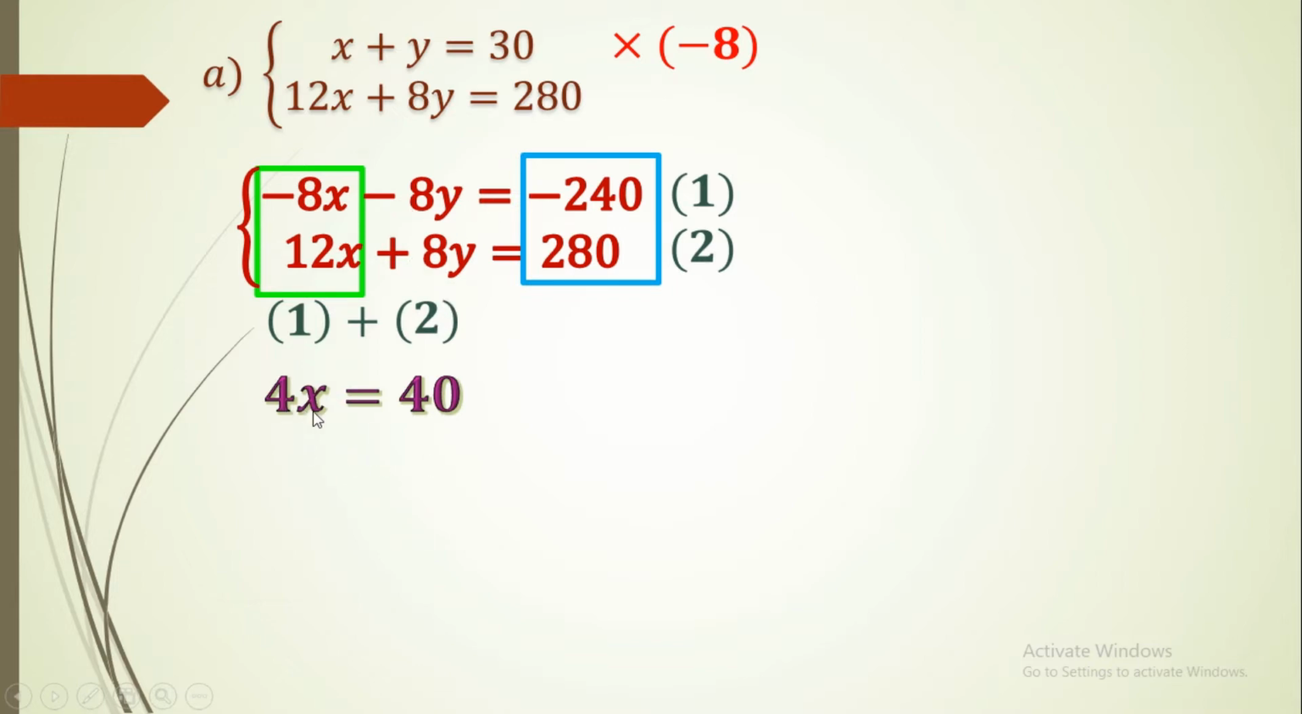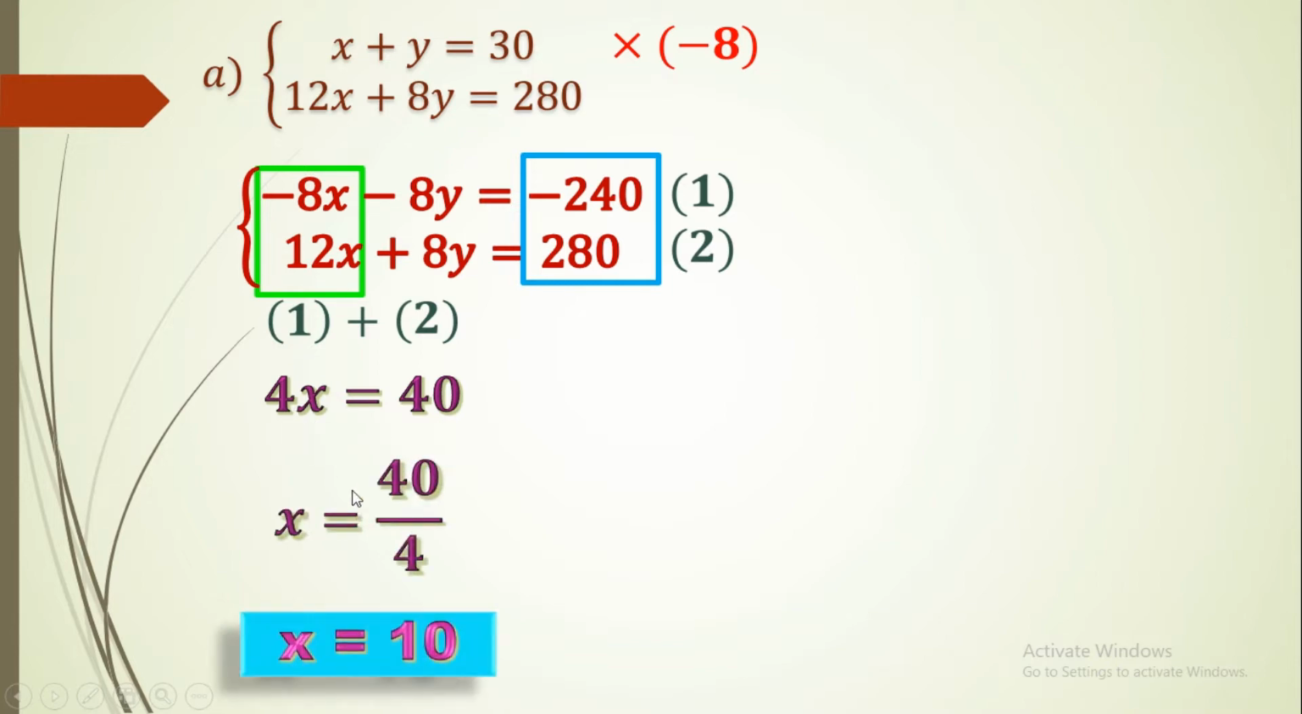Well, 4x equals 40. There's nothing between 4 and x, so it's times. If we move 4 to the other side of the equation, times becomes divided by. So x equals 40 divided by 4, then x equals 10. Note that 4, the number that we move to the other side, will be in the denominator, while 40 remains in the numerator. So here we get x equals 10. We have found the first unknown.